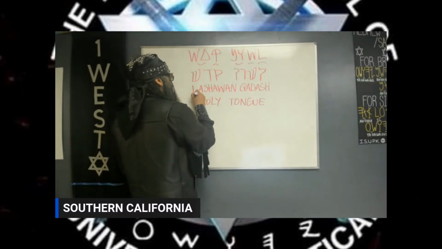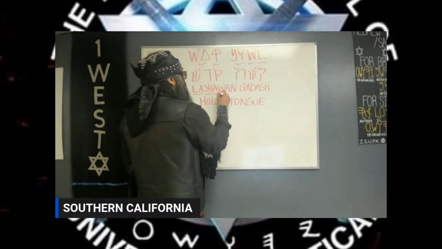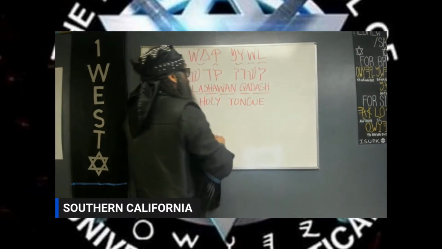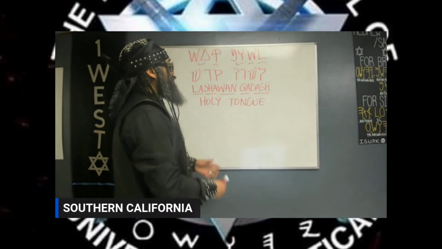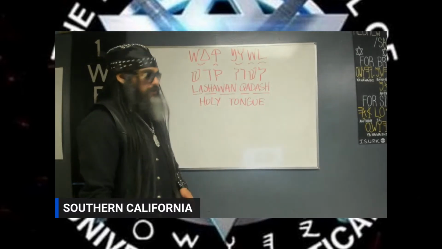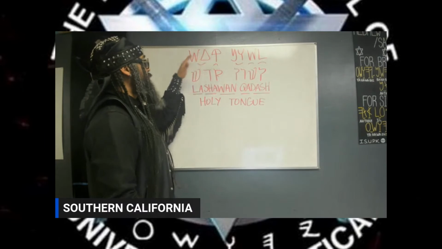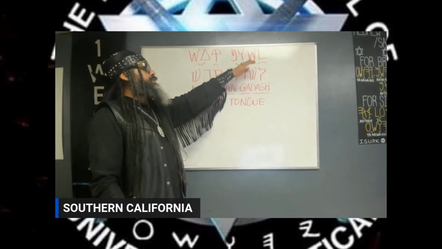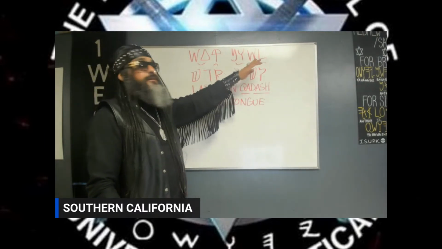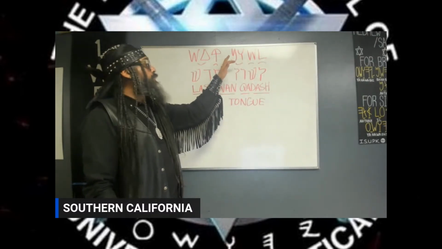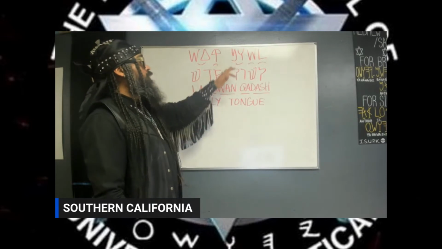So we have La, Shawan, Qadash, which means Salakia. So La Shawan Qadash. Why are there two different characters? One is the ancient characters or letters, and then you have the Assyrian.